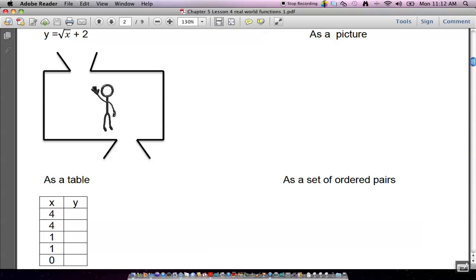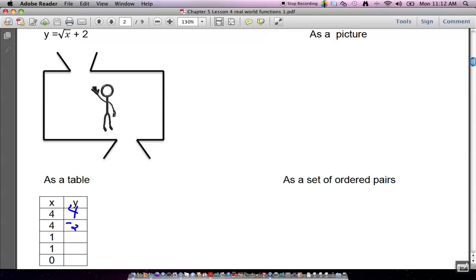Let's go through this step by step. If I give Sticky a 4, what's the square root of 4, everybody? 2. And what's 2 plus 2? 4. But when I said what the square root of 4 is, there's actually 2 possible outputs. Not only is 2 the square root of 4, what else is the square root of 4? -2.